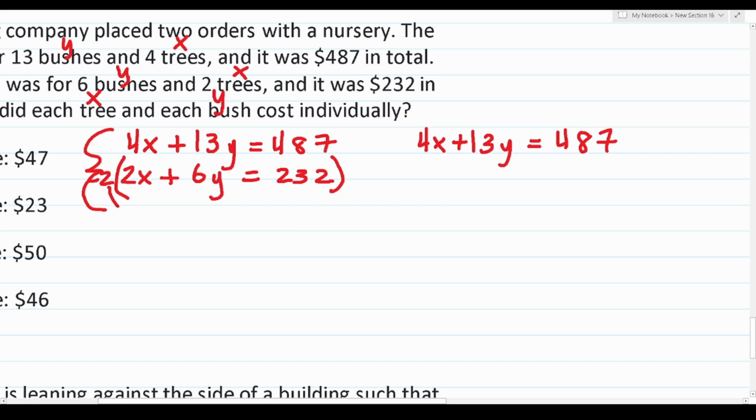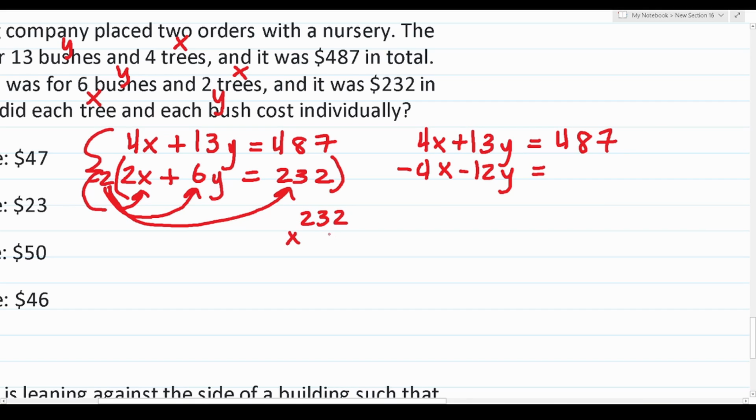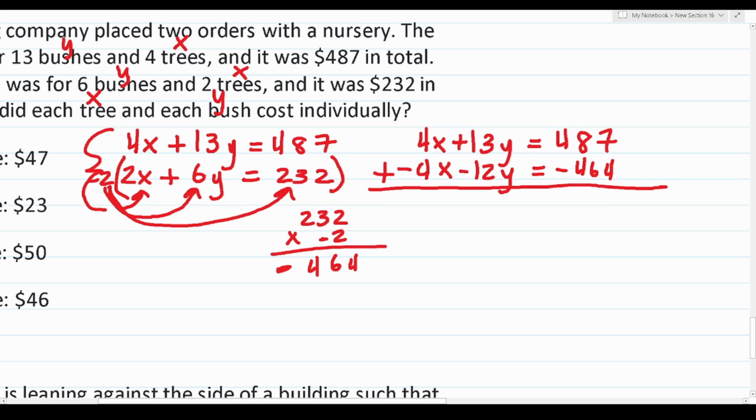And again, we're going to take this -2 and distribute it to everything in this bottom equation. -2 times 2x, as I just mentioned, is -4x. -2 times 6y is -12y. And then -2 times 232, I'm going to work off to the side. This is 232 times -2, so we know the result's going to be negative. 2 times 2 is 4. 3 times 2 is 6. 2 times 2 is 4. So -2 times 232 is -464.